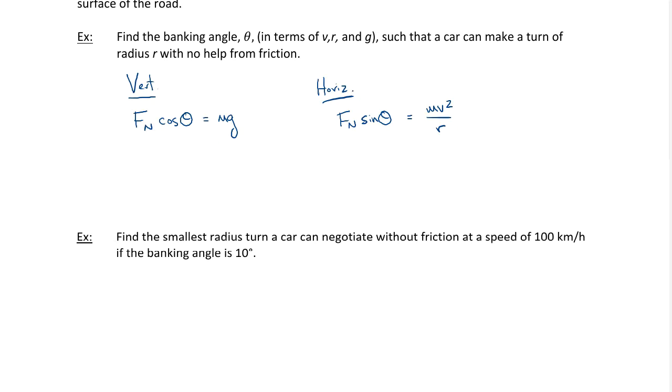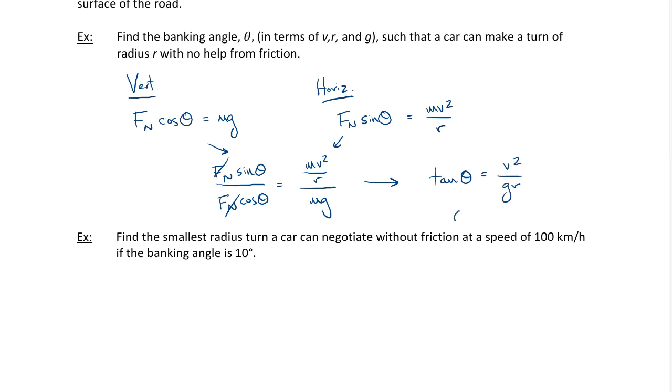Well, there's a similarity here that points to combining these two by dividing. If I take Fn sine theta, the left side of this equation, and divide it by Fn cos theta, the left side of the other equation, then I need to do the same thing to the right sides. The normal force cancels out, and sine theta over cosine theta is equal to tan theta, and I get tan theta is equal to v squared over gr, or solving for theta, theta is equal to tan inverse of v squared over gr. So that's an example of a way that we could use this to solve problems.